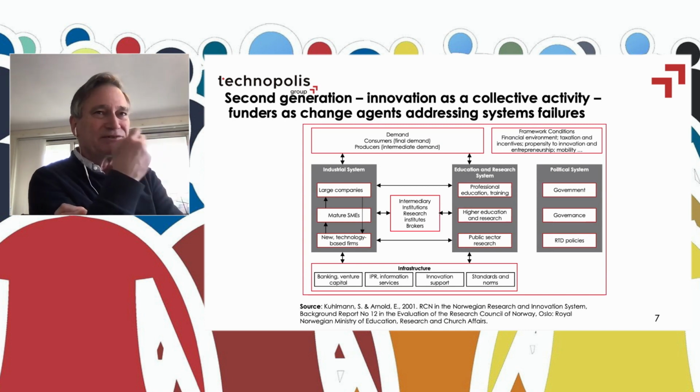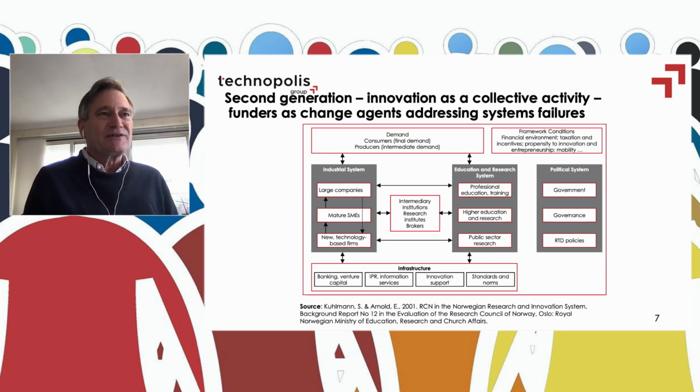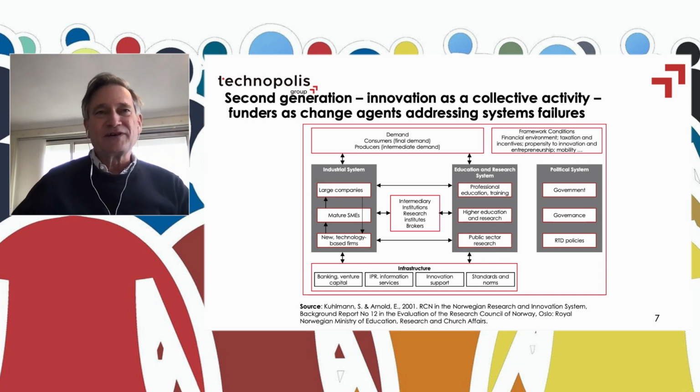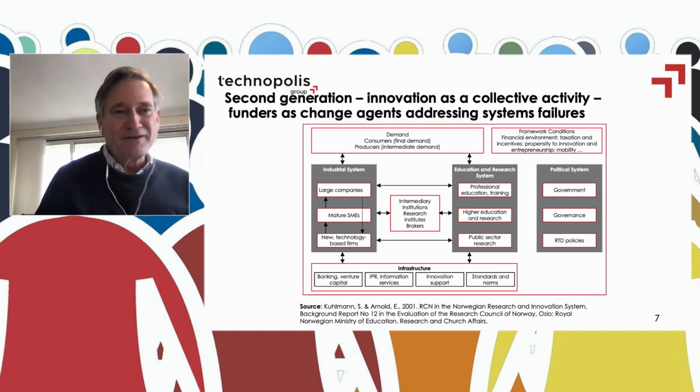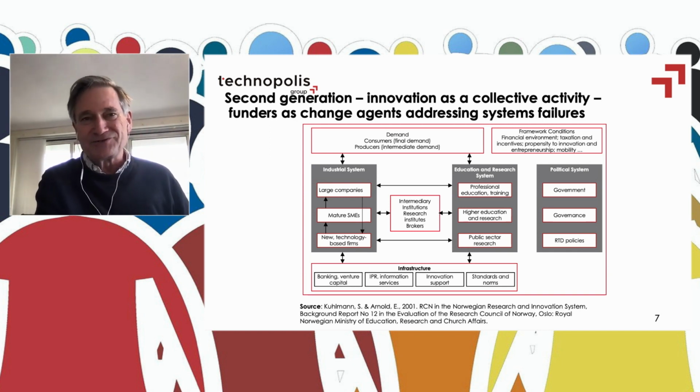As we go to the second generation, we start thinking about research and innovation in a much broader system. We start thinking about innovation as a collective activity. Funders become change agents trying to fix some of the system failures in here. In addition, of course, to the research councils still existing and doing their traditional job.